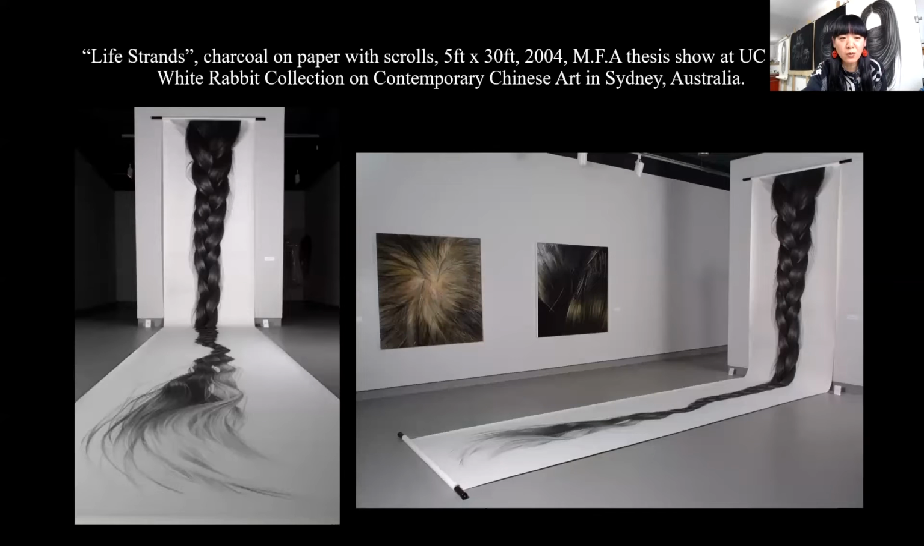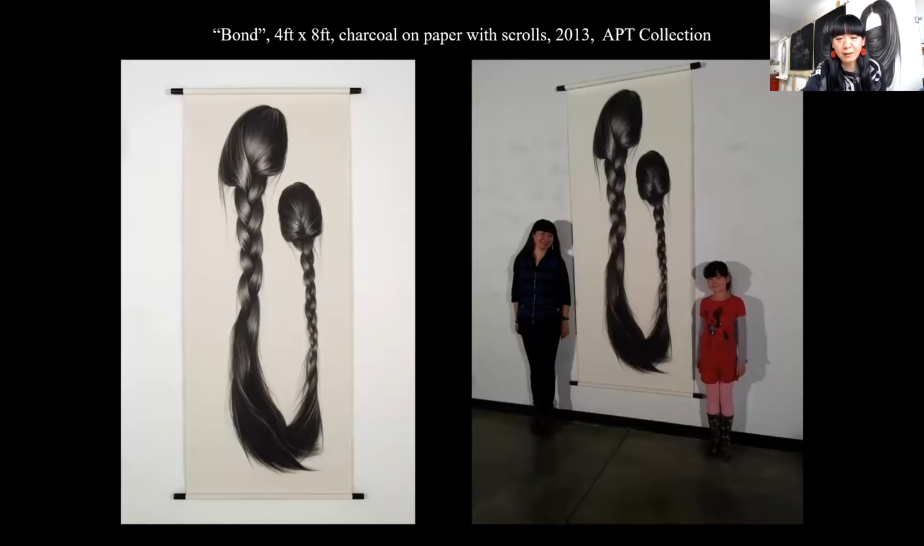This is the longest charcoal drawing on paper I did for my MFA thesis show at UC Davis. I used long braids to represent a woman's life cycle in general: healthy, black, shiny hair at the early stage of your life. Once you reach middle life, your hair condition and color change, and eventually in later life, your hair becomes thinner and falls on the ground, and the color becomes white. Then after I became a mother and had my daughter, she also kept her hair long. And this is my dedication to my daughter. It's about a mother and daughter's bonding relationship.